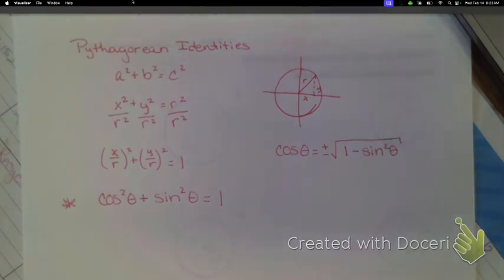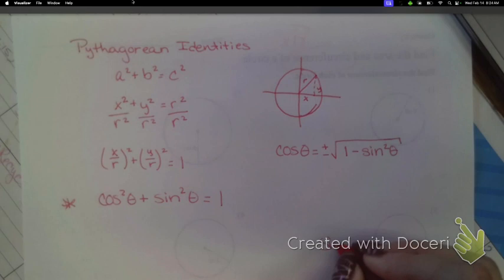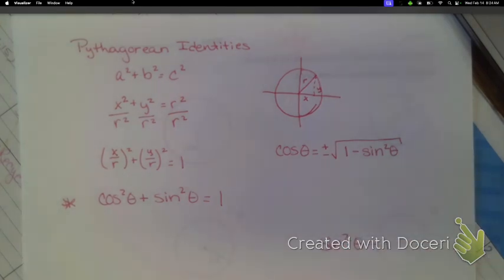Now, I have a question for you. If you saw sine squared minus 1 in a paper, would that be equal to cosine squared? No. Why? Because you can't do the same thing with subtraction that you can do with addition.